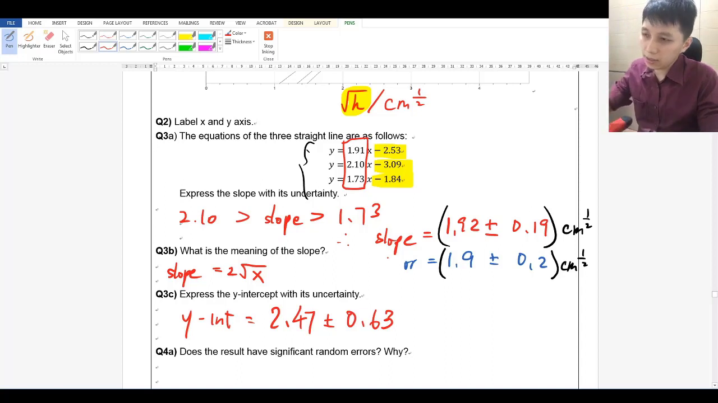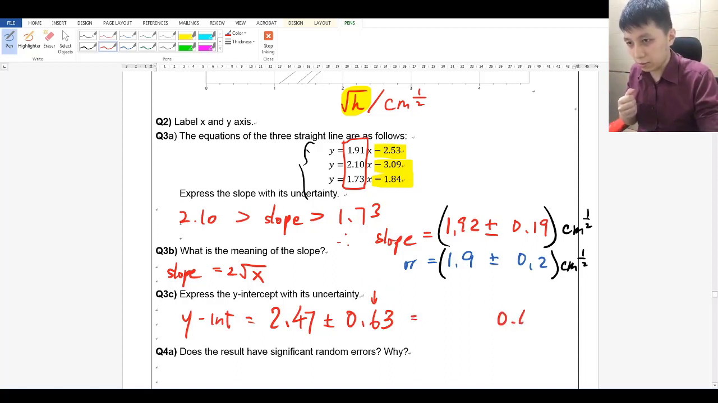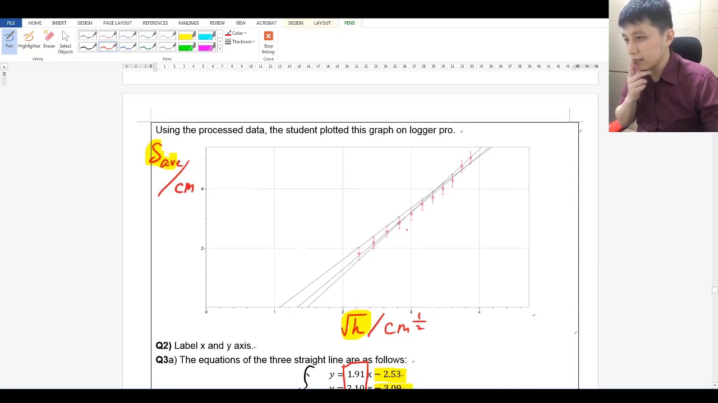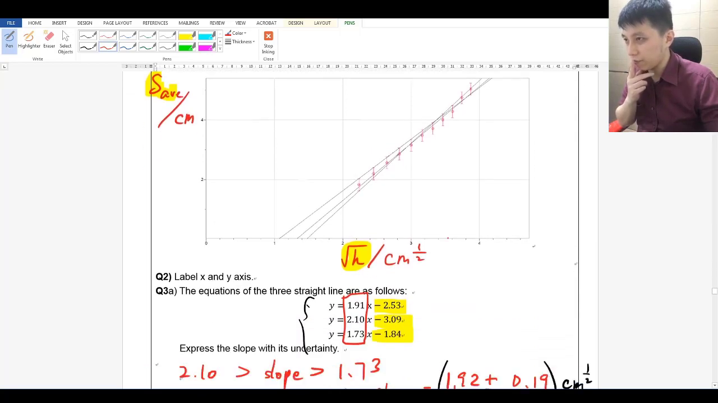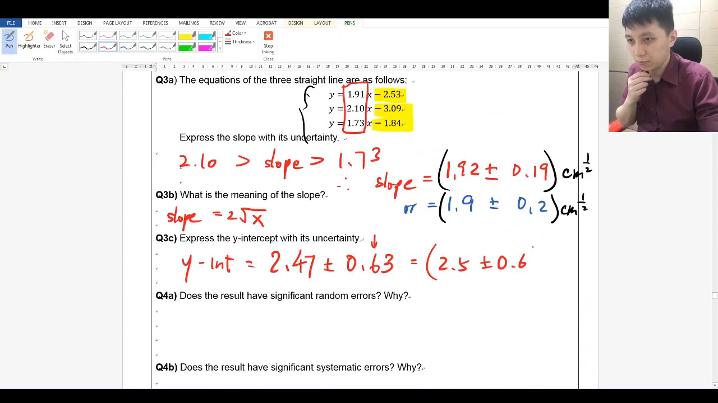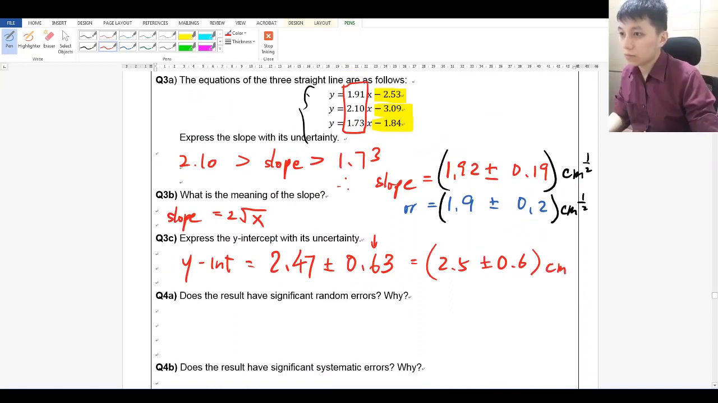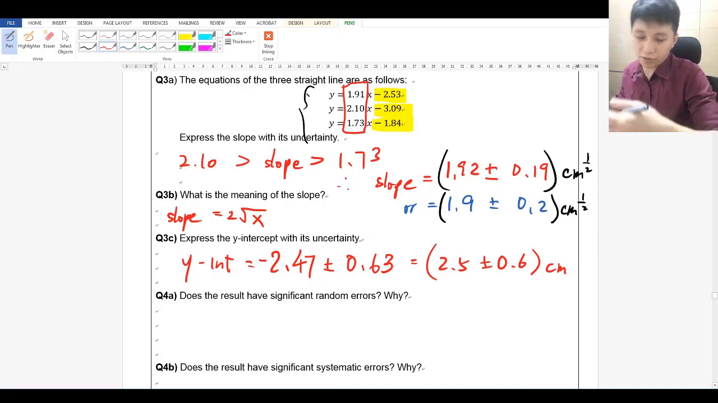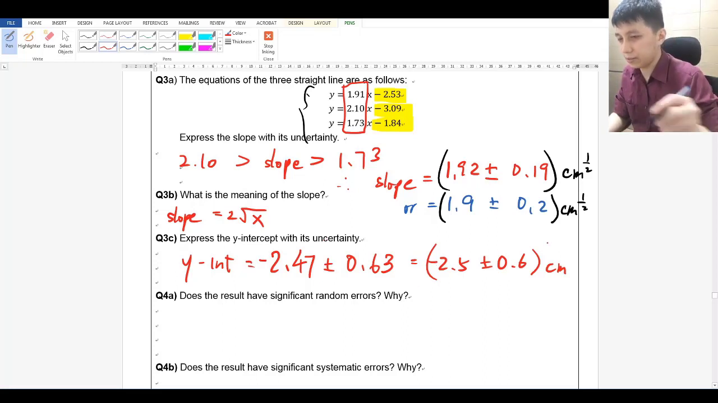Okay, and this time, because this digit is not 1, we must round it to 1 sig fig only. So that is to say this will be 0.6, and that means this one will be 2.5. Okay, so this will be the y-intercept, and for the y-intercept, that should be in the unit of cm in this case. So bracket cm. Oops, I missed out the negative, so actually it's negative 2.47 plus or minus this one. This one doesn't matter if it is negative because you have plus or minus anyway. And then this one is negative 2.5 plus or minus 0.6.